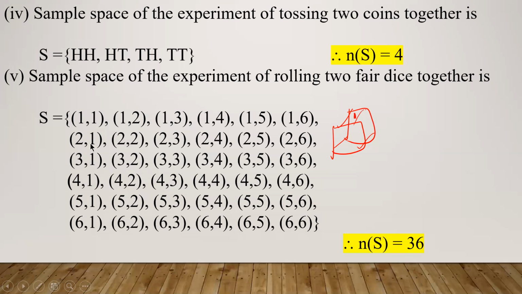So you will have the choices 2 1, 2 2, 2 3, 2 4, 2 5 and 2 6. In this way, the last one, first dice in 6, the second dice in 1. So 6 1, 6 2, 6 3, 6 4, 6 5 and 6 6. So in this way, I have written all the possible outcomes of the experiment of throwing 2 dice together. And they are how many in number? They are 36 in number. So n of S is 36.